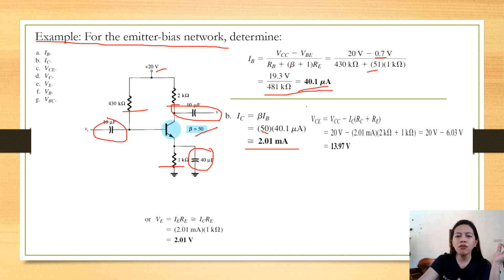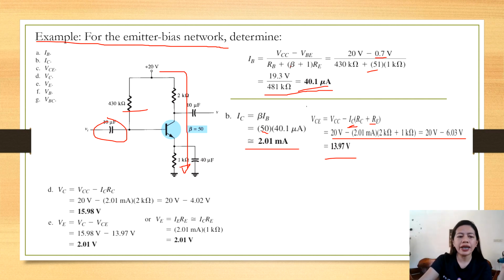Next is solving the VCE. So looping around the other side, you loop here, going down to the ground. That would be VCC minus IC times RC plus RE. As mentioned, IC is approximately equal to IE, that's why our supposed IE here becomes IC. Plugging in the given, we will arrive at 13.97 volts.